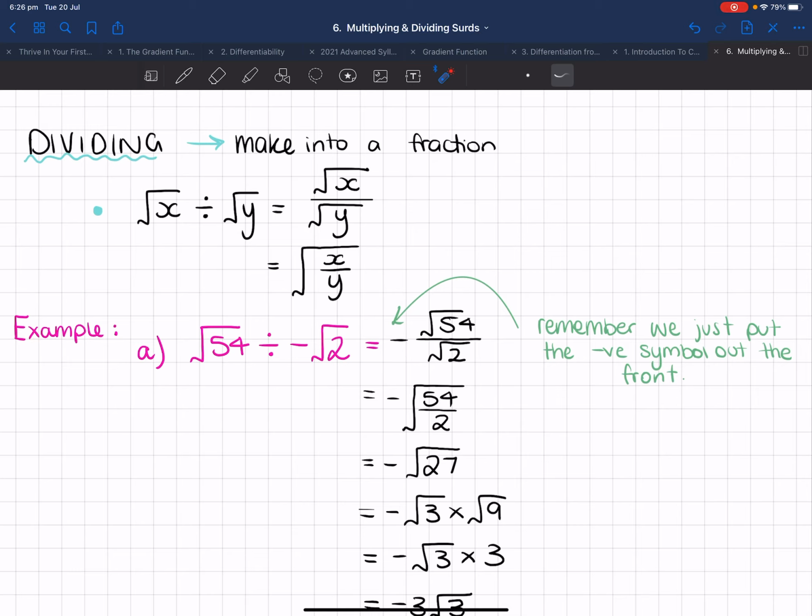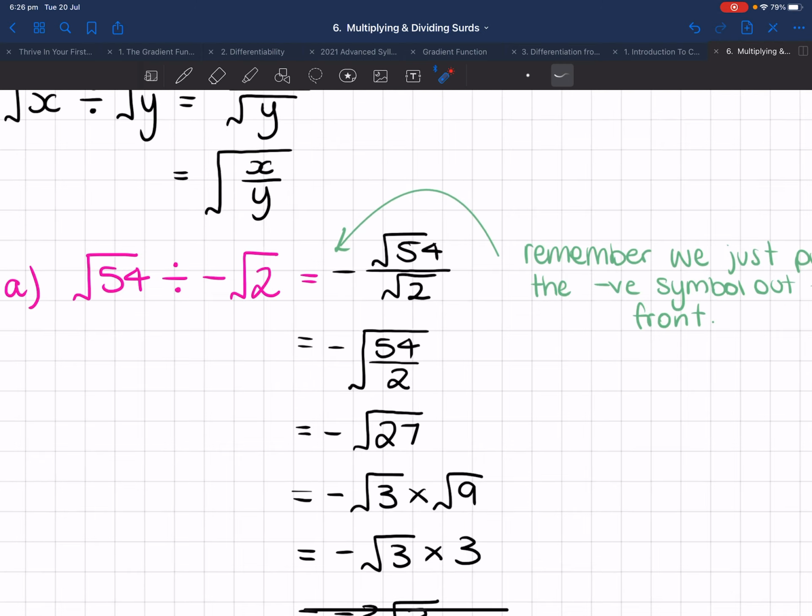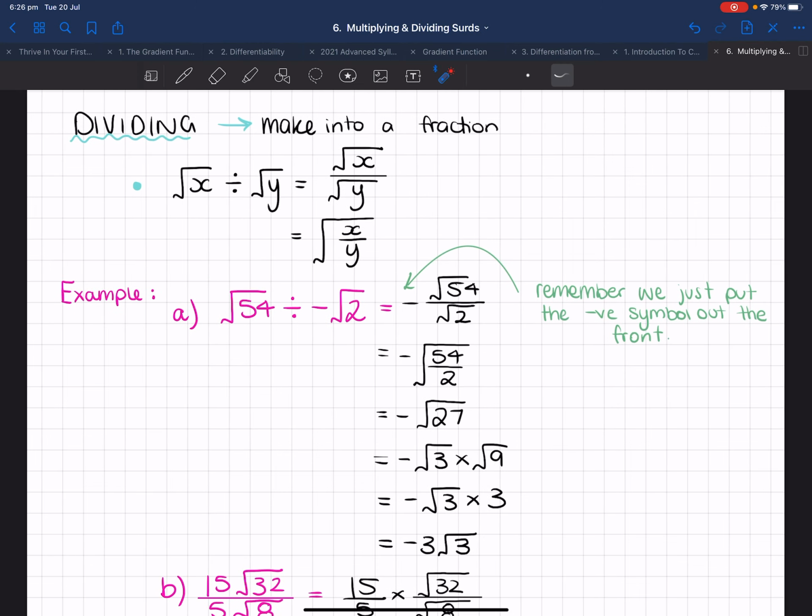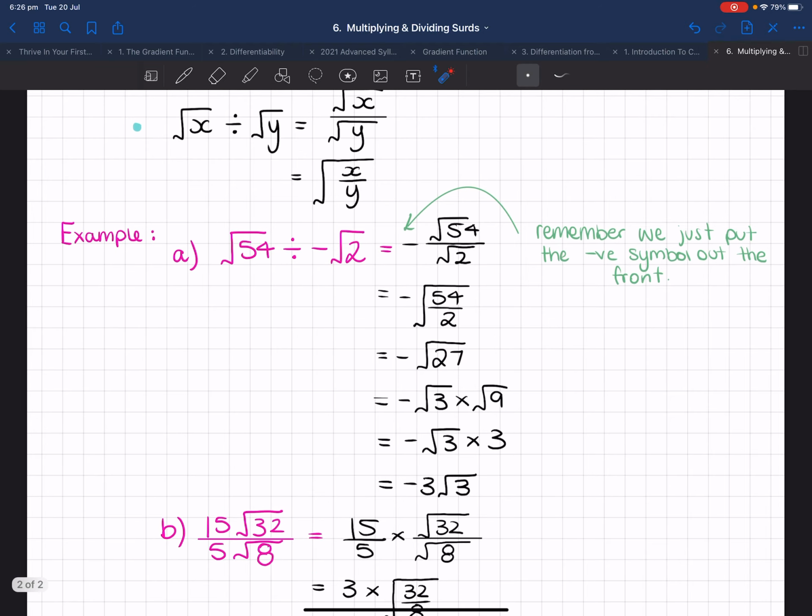So then we get this fraction here, which is exactly the same as taking the square root of 54 over 2. This inside simplifies to 27. And then we can further break it down. So the negative just stays out the front because remember, this is kind of like -1 times the square root of 27. It's like negative x is the same as -1 times x.